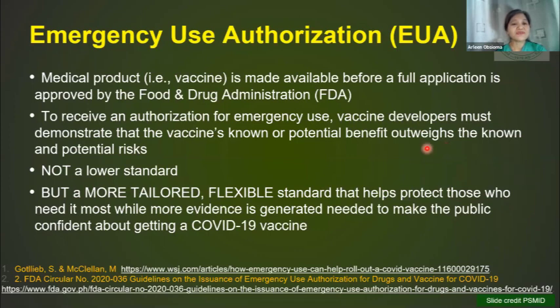and the healthcare community will really be overwhelmed with the number of individuals being affected. So to receive an authorization for emergency use, vaccine developers must demonstrate that the vaccine's known or potential benefit outweighs the known and potential risks. So this is not a lower standard, but a more tailored, flexible standard that helps protect those who need it most, while more evidence is generated to make the public confident about getting a COVID vaccine.